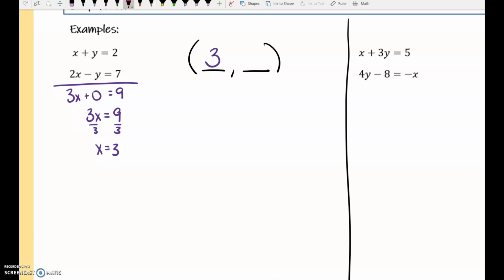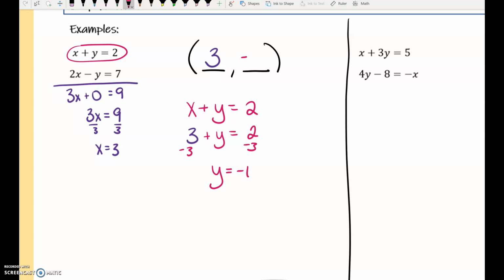Now we just need to figure out y. And you have some options. You can plug 3 into x in the top equation. You can plug 3 into x in the bottom equation. It's entirely up to you. I think this top equation looks easier. So I'm going to use x plus y equals 2. Going to plug that 3 in. So 3 plus y equals 2. That means y equals -1. So the solution to this system is the point 3, -1.